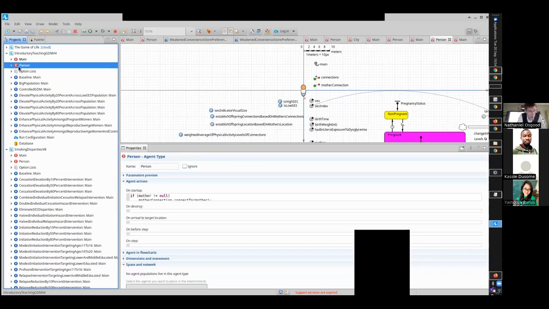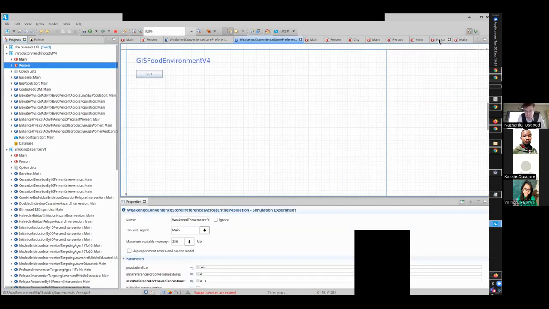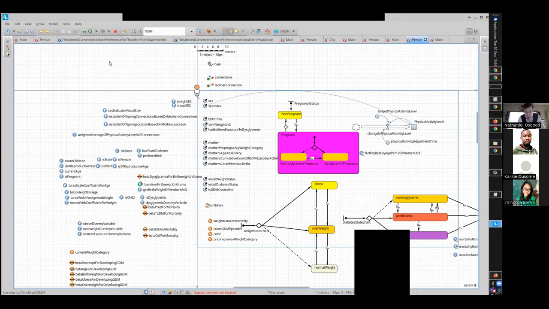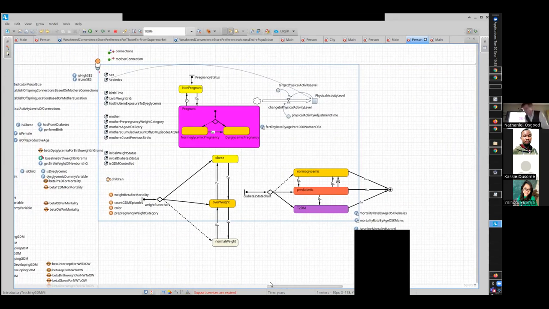So if we open Introductory GDM version 4, double click on person, and I'm going to double click on this. Here, let me call up person again. There we go. I double clicked on this to see the full screen here. So what we'll see is a rather textured characterization of a person.